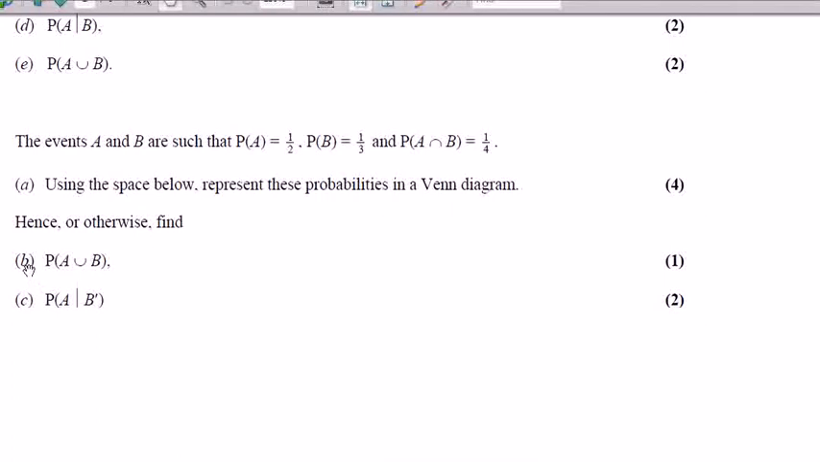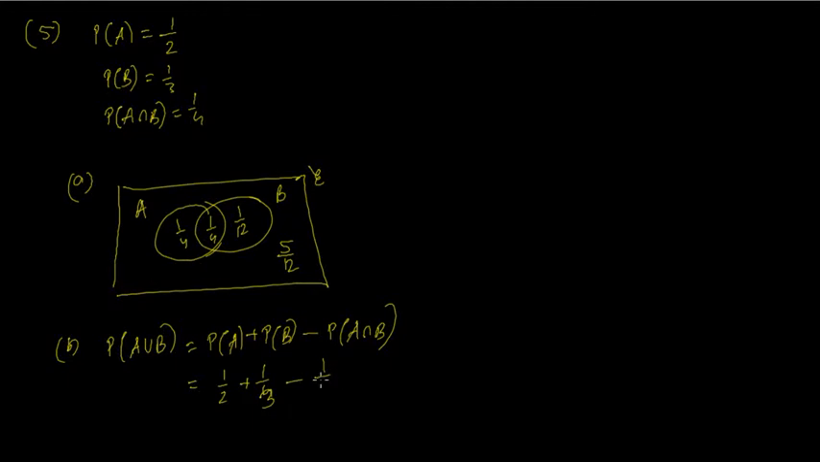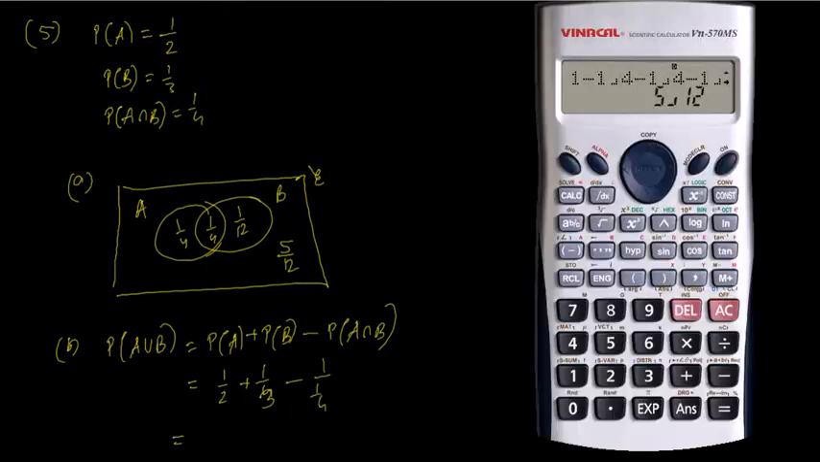So the first question that we have to do is find A union B. Probability of A union B is equal to probability of A plus probability of B minus probability of A intersection B. Probability of A is 1 by 2, probability of B is 1 by 3, and probability of A intersection B is 1 by 4. So by calculating this, 1 by 2 plus 1 by 3 minus 1 by 4 is going to be 7 by 12.